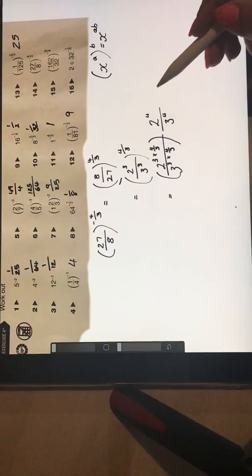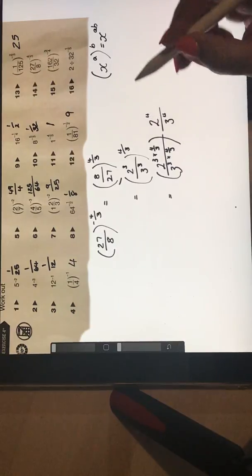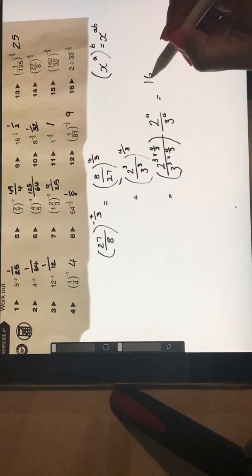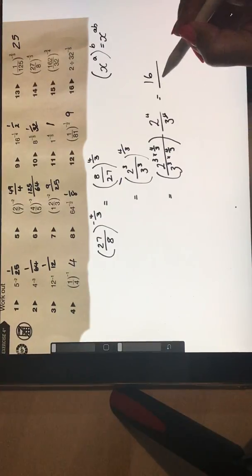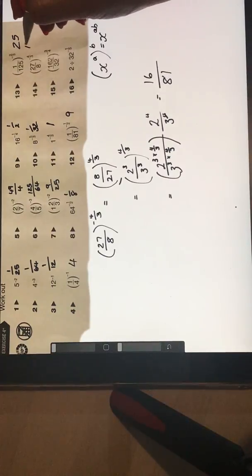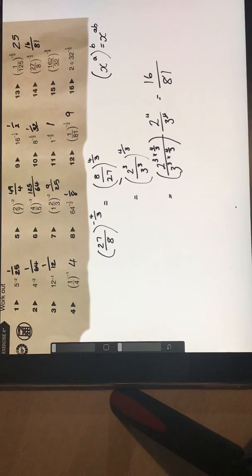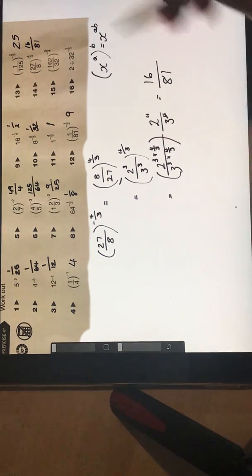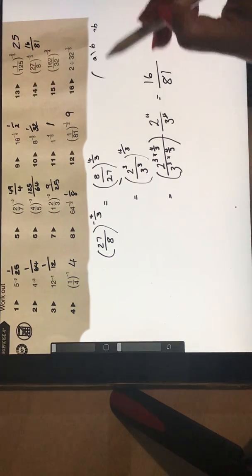So then you are simply left with 2 to the power of 4, which equals 16, and 3 to the power of 4, which equals 81. So your answer for this one is 16 over 81. It's much better to simplify it like this than to work with large numbers.